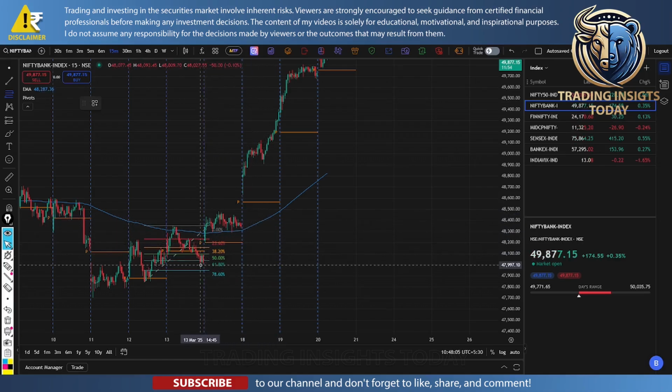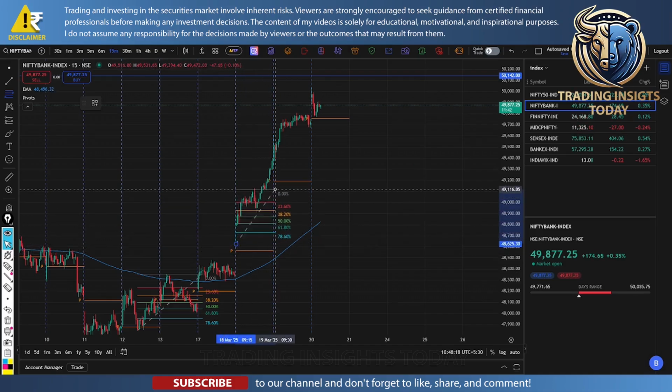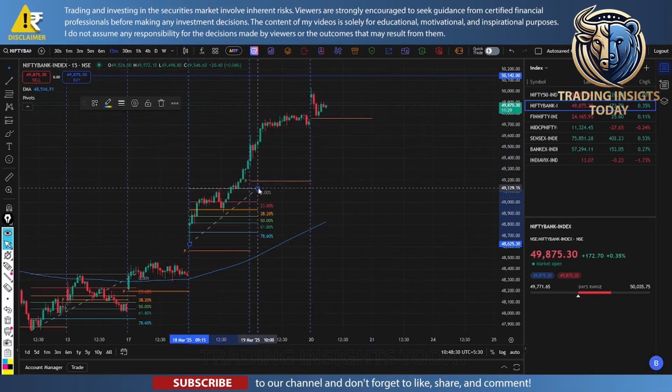Fibonacci trading strategies. Now that you know how to plot Fibonacci levels, let's go over some trading strategies that use Fibonacci retracement effectively. Strategy 1. Trend Continuation Setup. If the market is in a strong uptrend, wait for a pullback to 38.2% or 50% Fibonacci retracement level. Look for bullish confirmation, such as a bullish engulfing candle, and enter the trade with a stop-loss below the swing low. Target previous swing high or 1.618 extension level for profit taking.